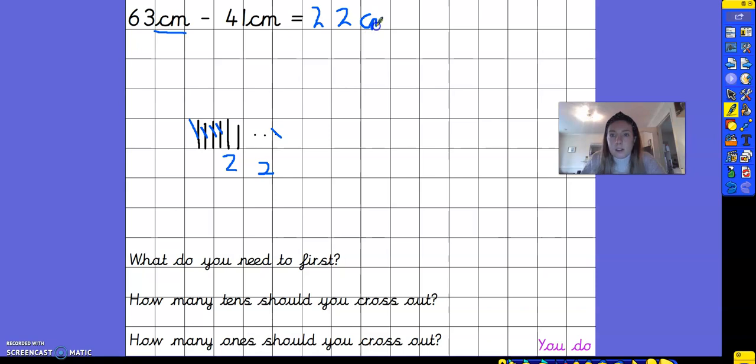Okay, so the answer that I got, which hopefully you got the same, is 22 centimetres. And that's because first I drew 63 centimetres. Then I took away 1 1 and 4 10s, which left me with 22.